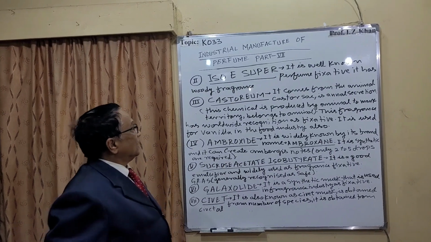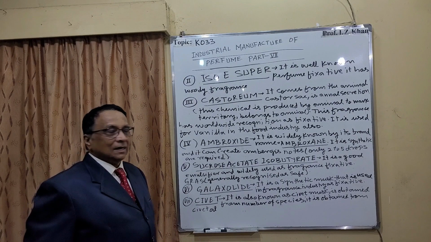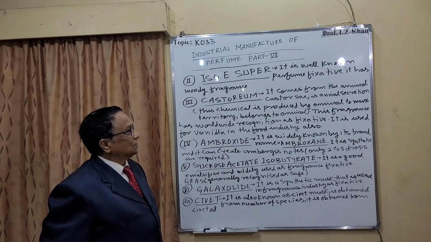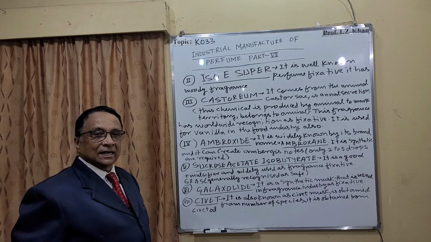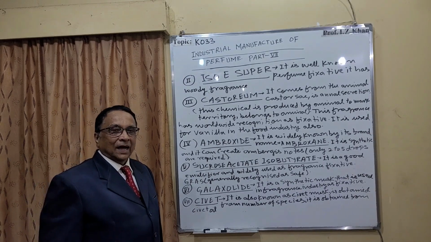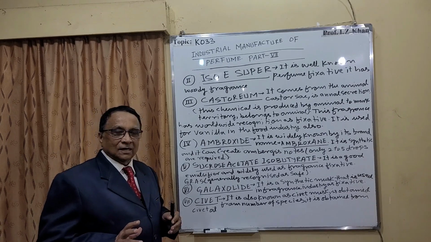Number 3 is castoreum. Castoreum comes from an animal, and that animal is the castor, it is an anal secretion. They secrete it from their anal glands, and this animal is found in forests.